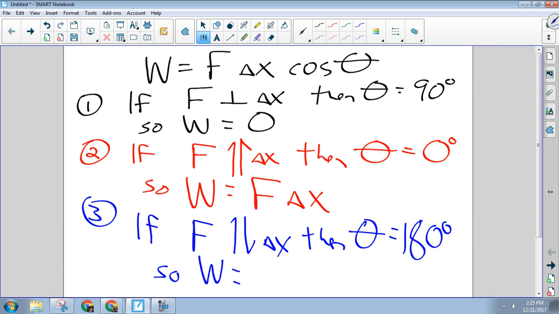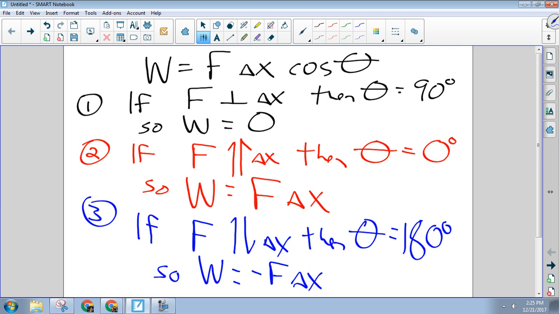So what's my work now? Force times displacement times, what's the cosine of 180, you guys? -1. So you just get negative force times displacement, right? Basically what that negative is doing is it's understanding that my force and my displacement are in opposite directions. So one of those two things has to be negative, right? So you're losing energy. The work done there is negative. So you've got negative some amount of force times some displacement. So this sort of puts the negative in there for you.